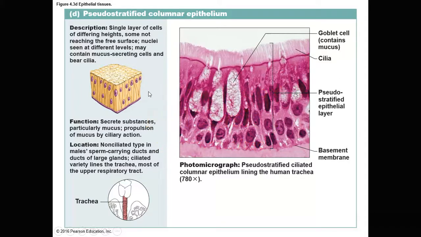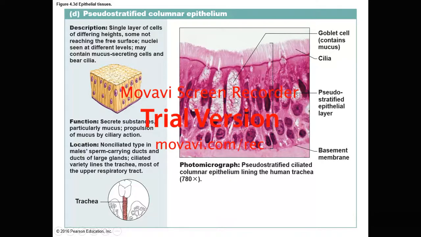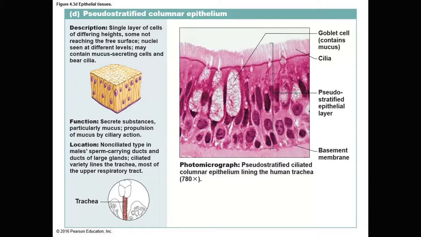All right, so again, pseudo-stratified. Pseudo means false, not real. So it's not really stratified. It looks like it's multi-layers. If you look at this picture, it looks like it's multi-layers, okay? But this is, in fact, one layer. So again, pseudo-stratified is always tricky to identify because it looks like it's multi-layer.